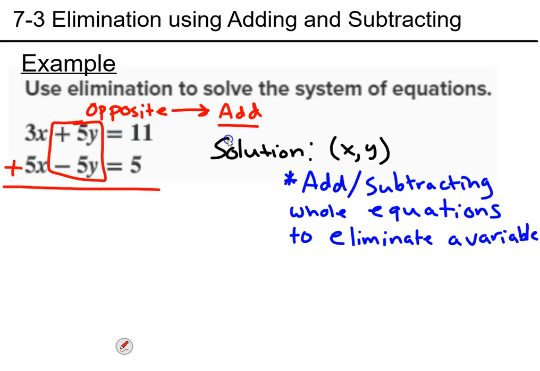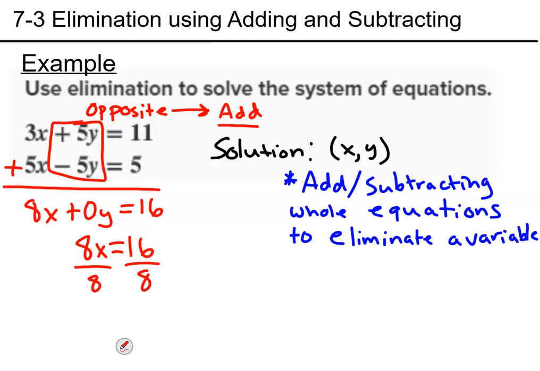We have 3x plus 5x first, which would be 8x, and then 5y plus a negative 5y, which would technically be 0y if you want to write it in. Then 11 plus 5 gives us 16. Because we have 0y here, we've eliminated our y variable. So we just get 8x equals 16, which is why the process is called elimination. To finish up, we divide by 8 on both sides, and we get x equals 2.